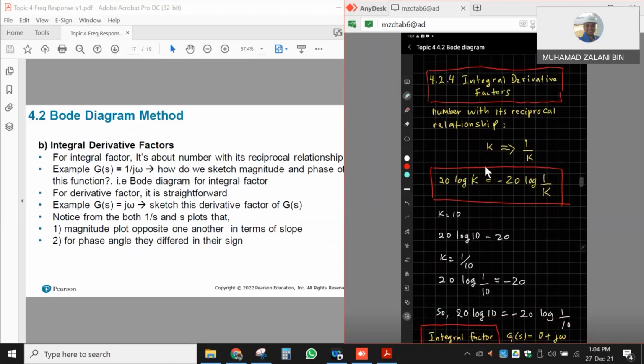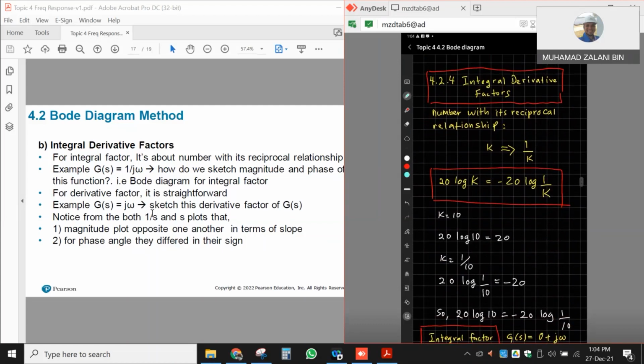Moving on is the integral derivative factor. So in this integral derivative factor, it is useful for us to consider the log properties, which is about the number with its reciprocal relationship. For example, if we have k, then its reciprocal is 1 over k.